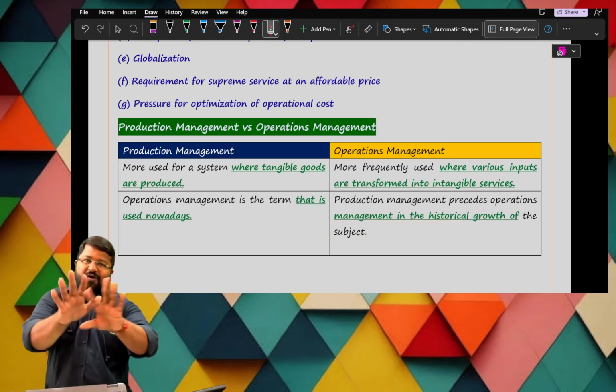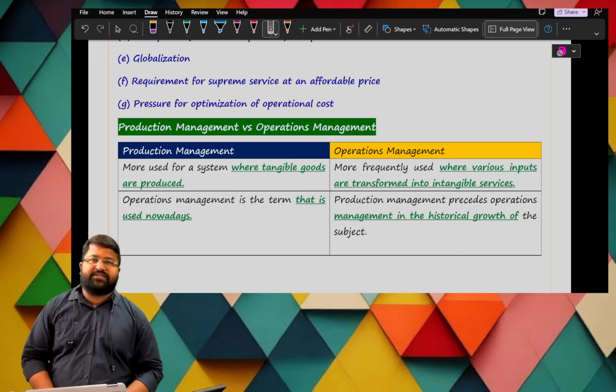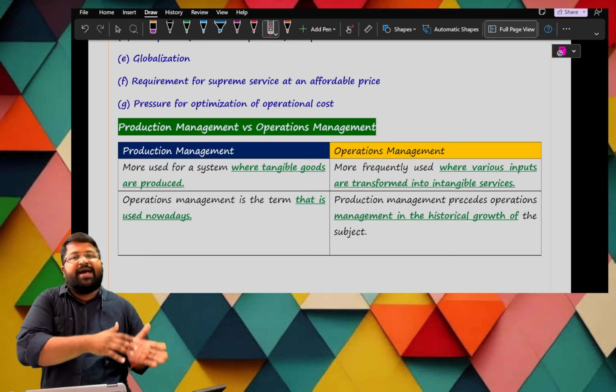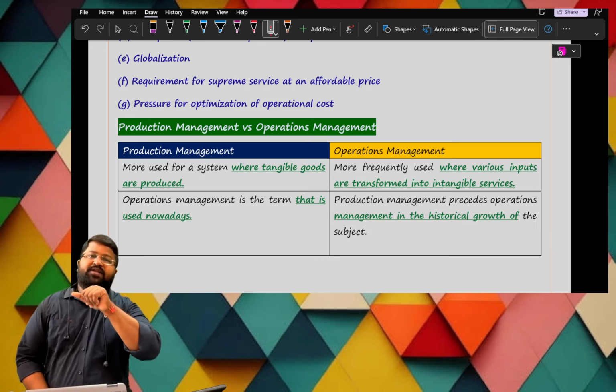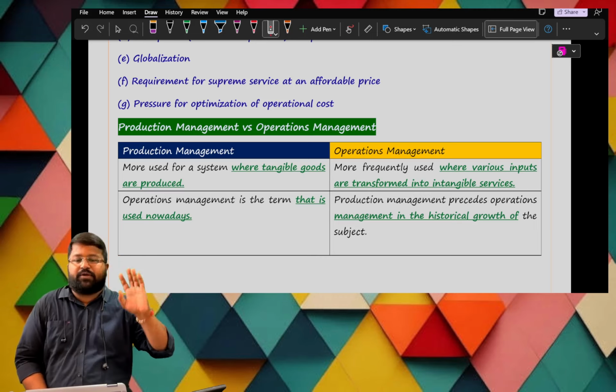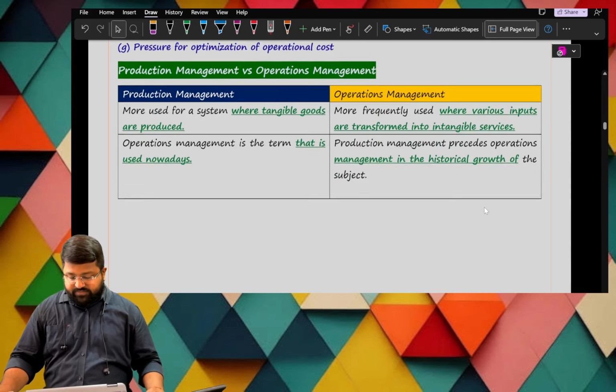Initially, there was no operations management; it was only production management. But over a period of time, the term has changed to operations management. In the past, they used to talk about only production management. Okay, these are the differences.